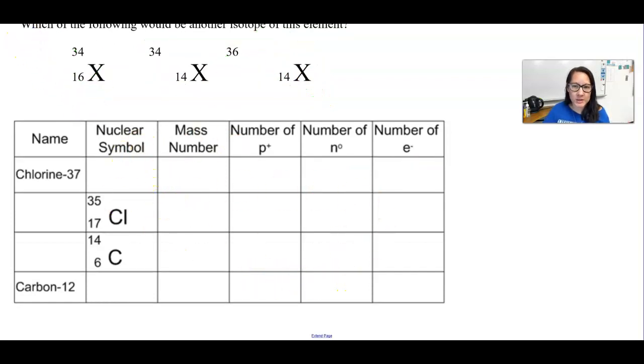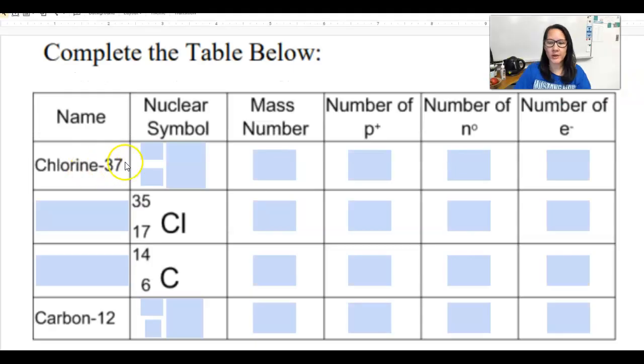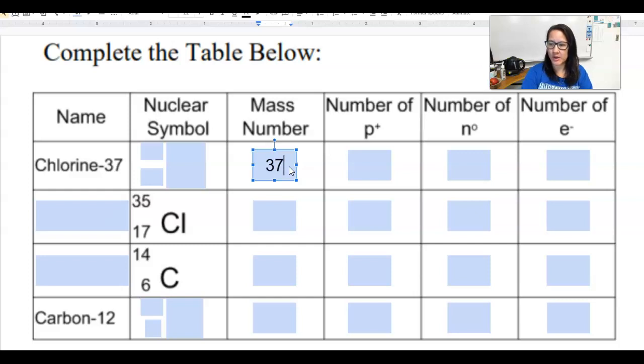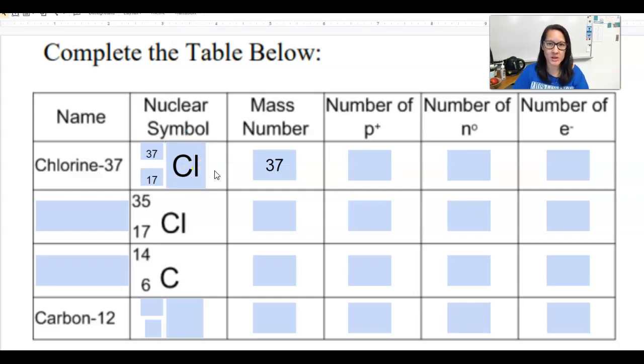Now we're going to fill in this chart. I'm going to do it on a Google slide. So we're given chlorine 37. 37 is the mass number, so I'll put that here. And the mass number is housed at the top left of the symbol. Chlorine symbol is Cl. We're going to cheat a little bit and look below. This is chlorine, and it has atomic number 17. All chlorines have the same atomic number, so this is 17 for chlorine. Or you could go look on the periodic table, find chlorine, and find its atomic number.